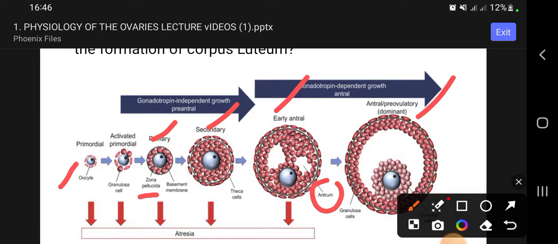That's why it's called the antral, pre-ovulatory dominant follicle, also called the mature follicle. So the antrum enlarges, and the cumulus oophorus forms, and the follicle reaches its maximum size, ready for ovulation. The ovulation will be under the trigger of a hormone called luteinizing hormone.